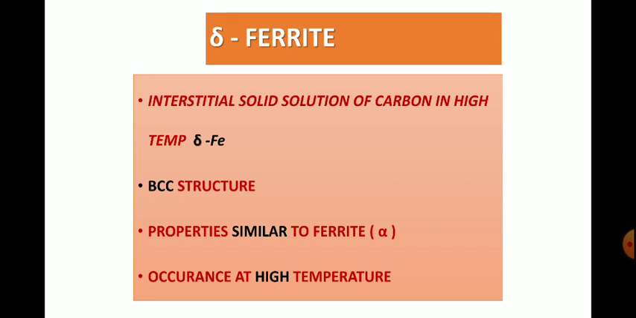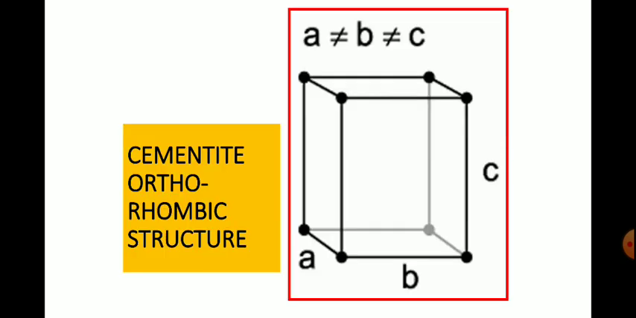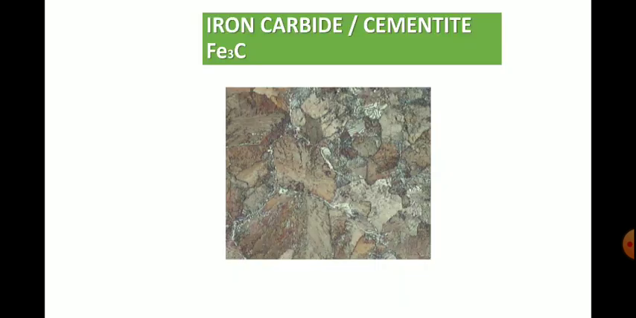Next one is delta ferrite. It is similar to alpha ferrite, the only difference is that it appears at higher temperature, most probably around 1400 to 1452 degrees Celsius. Next one is the microstructure of cementite, which is a compound with an orthorhombic structure, that is not equal in all directions. The microstructure looks like this, and it is the most brittle phase in the iron carbon system.